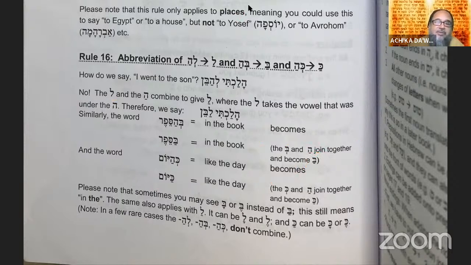Okay. So it says, please note that sometimes you may see the ba or the be. You might see different vowel points underneath it. You won't just see this one. You'll see the three dots underneath it, or you might see this, but it still means the same thing. It means in the, okay, or to the, or like the, same thing. So the abbreviation of the lamed from la, laha, and baha, and kaha are all abbreviated into la, ba, and ka, which can also be ba, be, or la, or le. See, it could be la, it could be le, it could be la here.